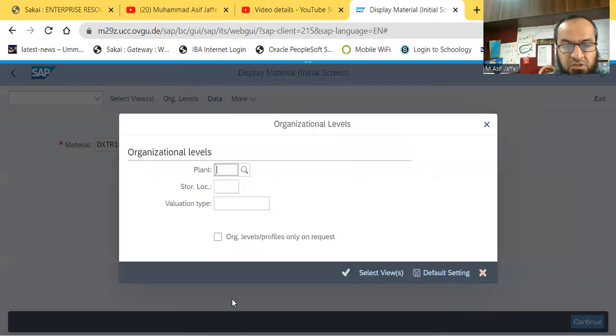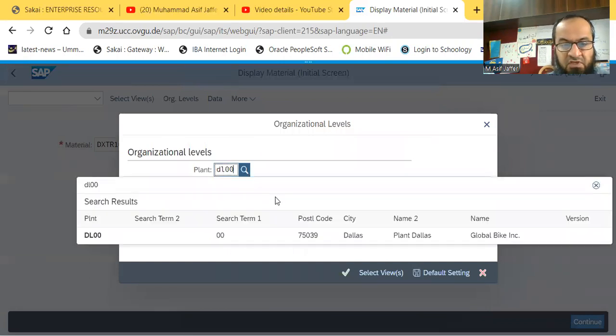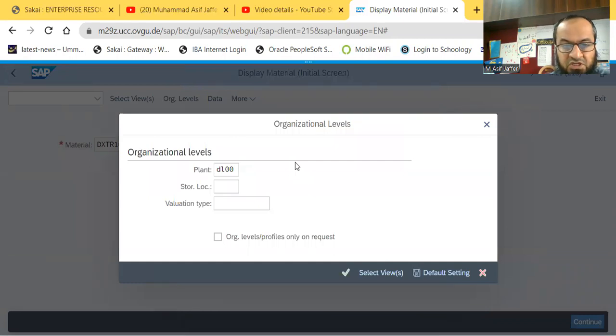So we call it, and the system asks first for the plant. Our plant is Dallas, so DL00 is the plant. We keep the other fields blank and thus we call the master data.